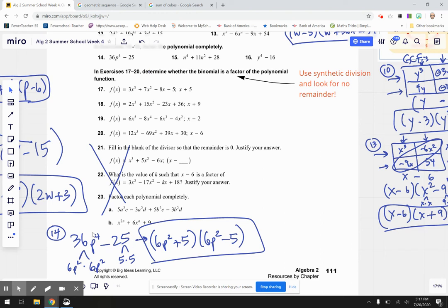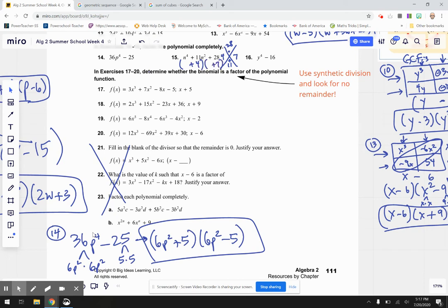Let's see, number 15, I think we can just do right inside of here. It's pretty quick. 28 goes on top. 11 goes on the bottom. 4 times 7 would be 28. 4 plus 7 is 11. So you're going to get a positive 4 and a positive 7.